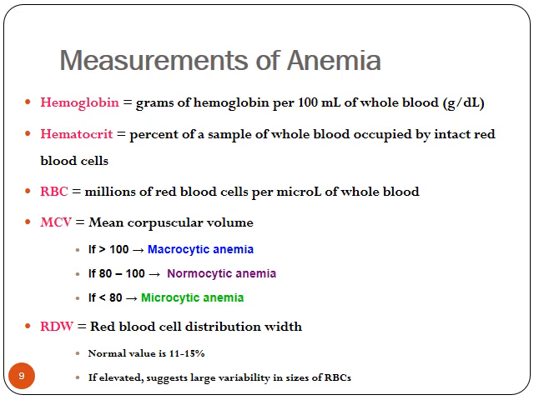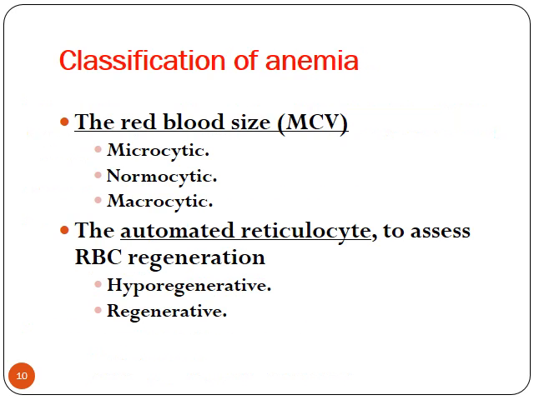Afterward we measure the mean corpuscular volume, which defines anemia according to the size of the cell, either macrocytic, normocytic, or microcytic. And also we have to measure the red cell distribution width, known as the RDW, which is normally from 11 to 15%, and if it is elevated, it suggests large variability in the size of RBCs.